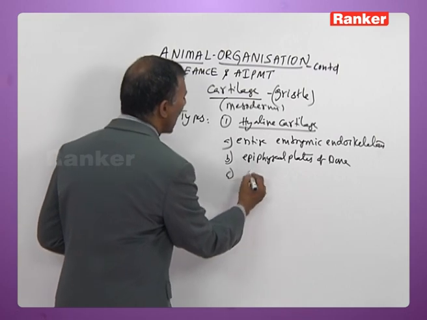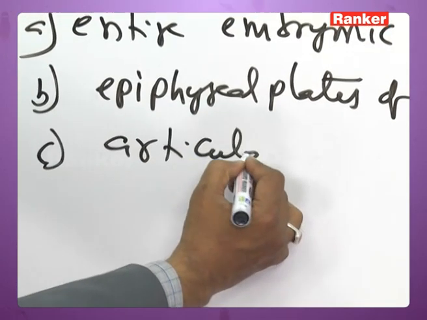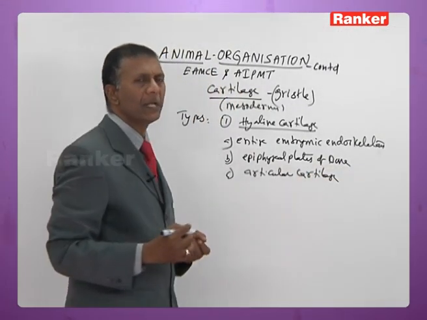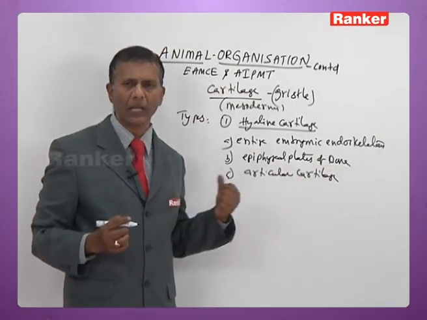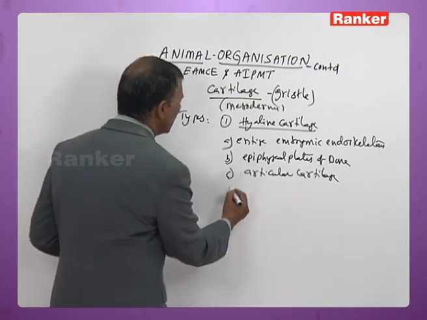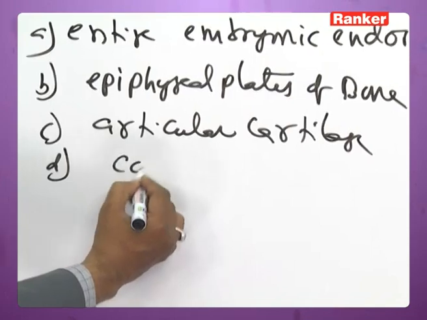The next one is articular cartilage. Articular, that is, tips of the bones. Extremities of the bones or tips of the bones are covered by hyaline cartilage, which is referred to as articular cartilage.